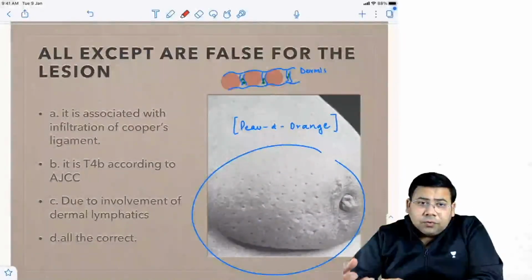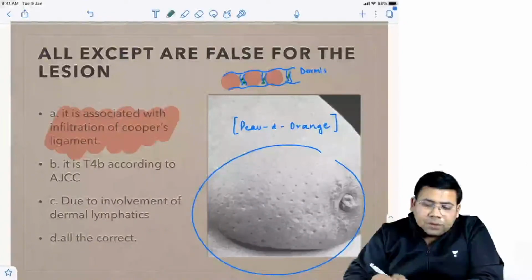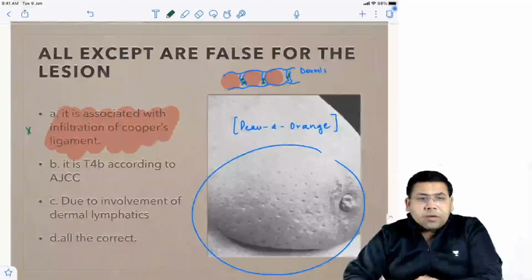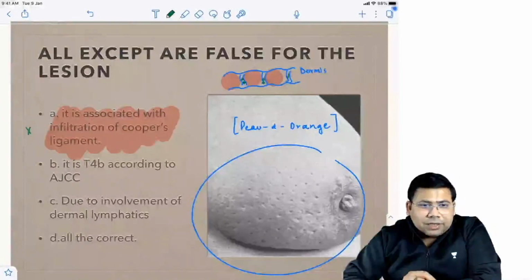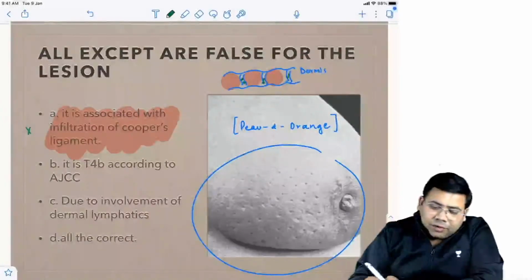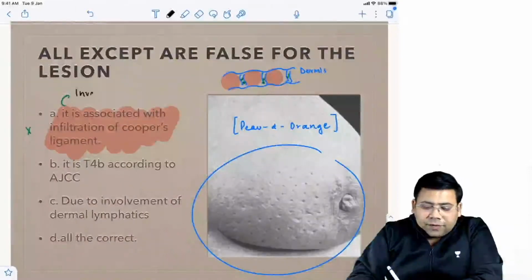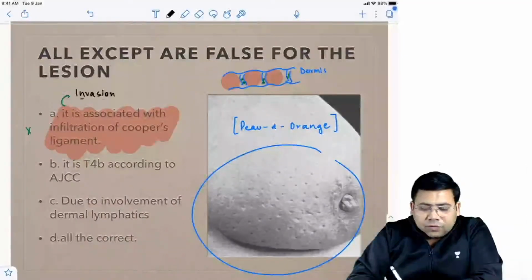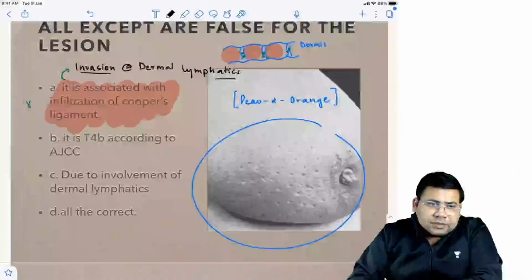We want the true one. It is due to infiltration of Cooper's ligament, students. This is absolutely false. Why? Are you getting the answer? Arihan, you have also answered the same thing. It is due to invasion of dermal lymphatics. So it is not infiltration of the Cooper's ligament. It is due to infiltration of the dermal lymphatics.